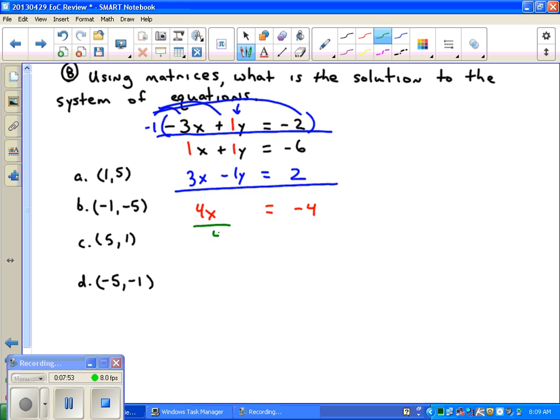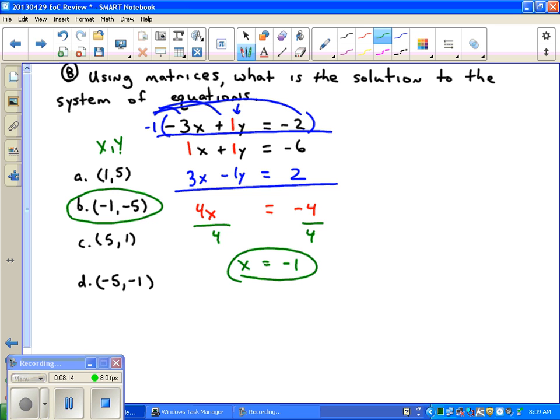Get rid of 4 times something by dividing it. Do it here to balance it. x equals -1. So we have the x value at -1. As you're looking at your answer choices, there's only one that has an option with the x value, remember it's x comma y, as -1. So it's going to be the answer B, but if you're not satisfied with that and you want to keep working it out, you can.